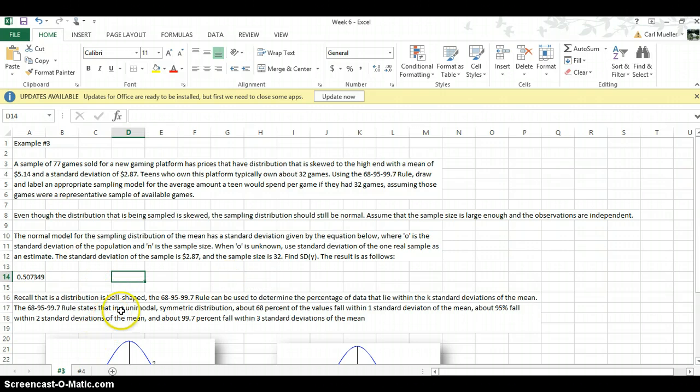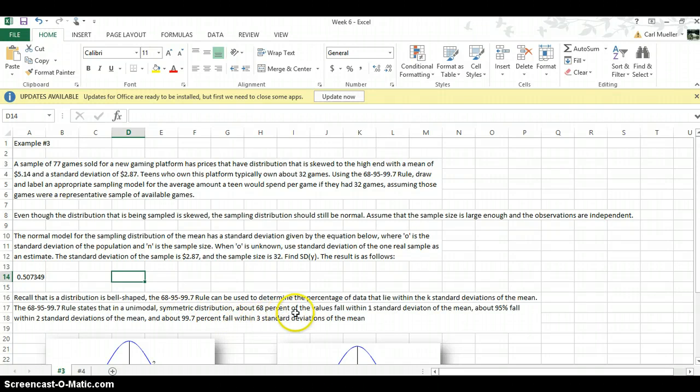Just recalling the 68-95-99.7 rule: it can be used to determine the percentage of data that lies within k standard deviations of the mean, k being 1, 2, or 3 standard deviations. Remember, the rule states the distribution should be unimodal and symmetric. Unimodal means one peak, one bell curve. Bimodal or multimodal could have multiple peaks. And symmetric, as it sounds, means an equal distribution that splits the graph right down the middle, with both sides equal.